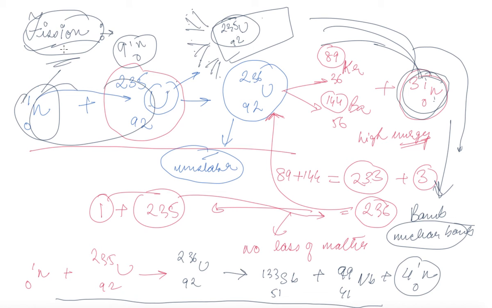Now let's have a look at how we can control it. If it's uncontrolled, we use this in destruction. If we want to control this nuclear reaction, we do this controlled nuclear reaction in nuclear reactors. So let's have a look at nuclear reactors in our next slide.